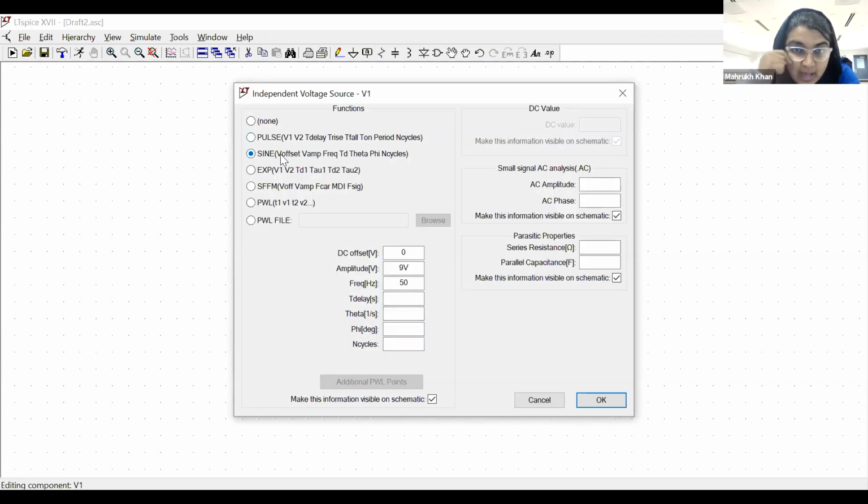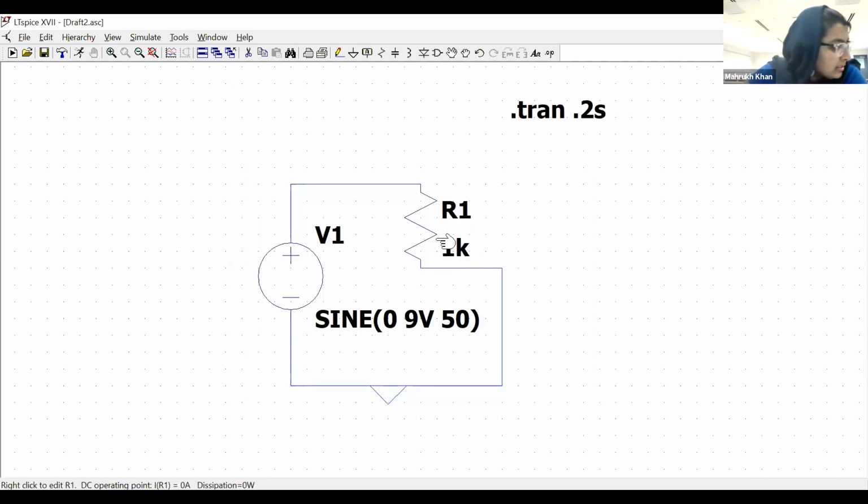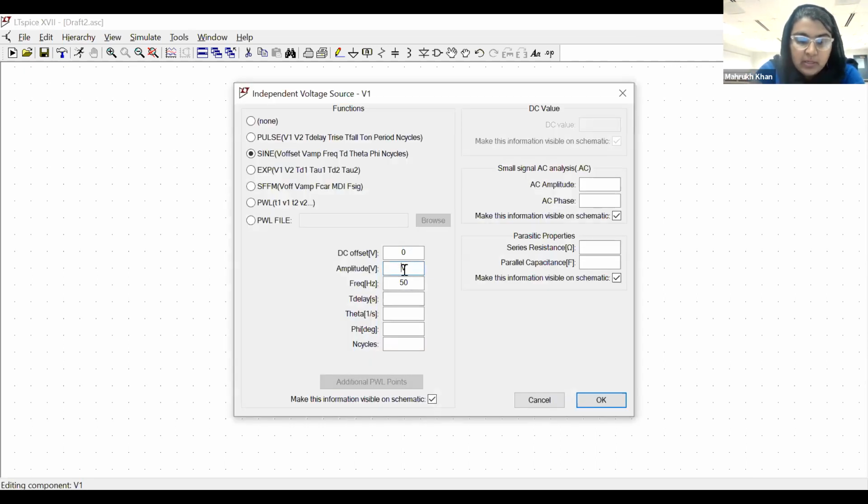pulse, I went to sine, and I did 9 volts, and I adjusted the frequency as 50 hertz, which is the frequency at the start of table 5.1. And the resistor is 1 kilo ohms. So I set 9 volts. 9 volts will not give me peak to peak voltage as 4 volts.